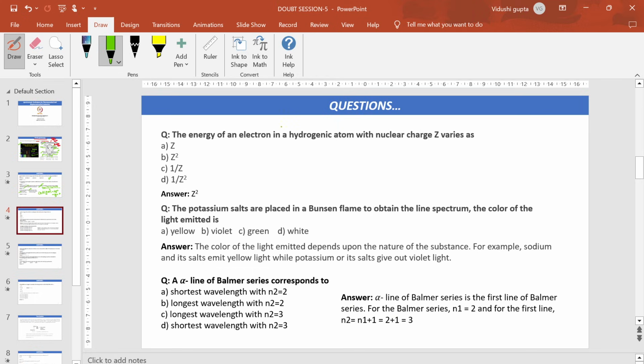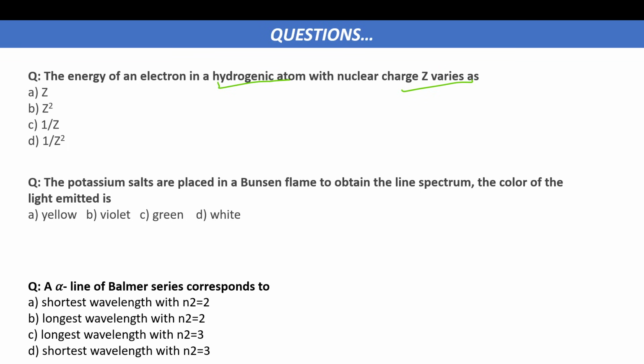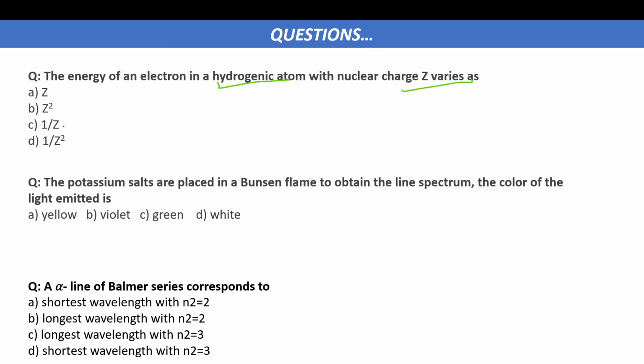Next, the energy of an electron in a hydrogenic atom with a nuclear charge Z varies as Z, Z square, 1 by Z or 1 by Z square. So it will be Z square. Why? Because it is 13.6 into Z square. So Z square is the answer.